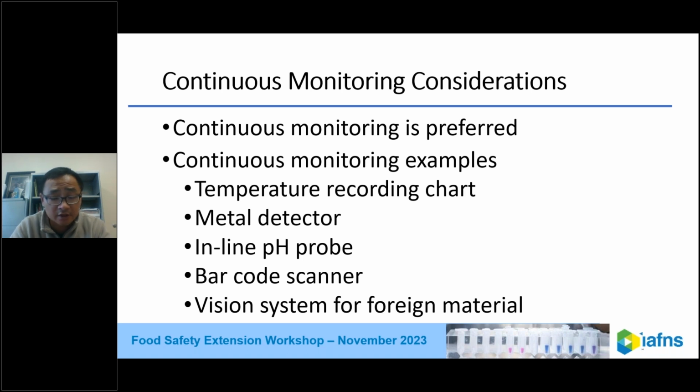You may need to take a couple of samples using a laser thermometer to manually check it. You may need to get a cup of water, produce water from the washing line, to measure the pH by yourself. Sometimes we do that at the beginning of the shift, at the end of the shift, and once or twice in the middle of the shift. So that's important. Continuous monitoring is preferred, but always remember the human involvement is necessary.